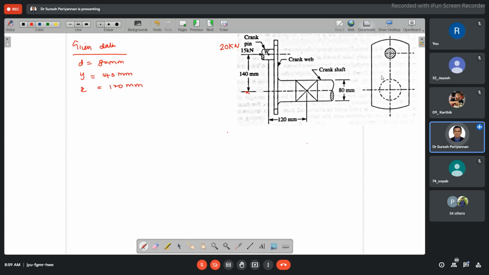Now find out the bending moment with respect to the center of the crankshaft. Solution: bending moment with respect to the center of the shaft. Now what is the bending moment? M is equal to W into 120. Then it is going to be 2.4 e power 6 Newton millimeter.